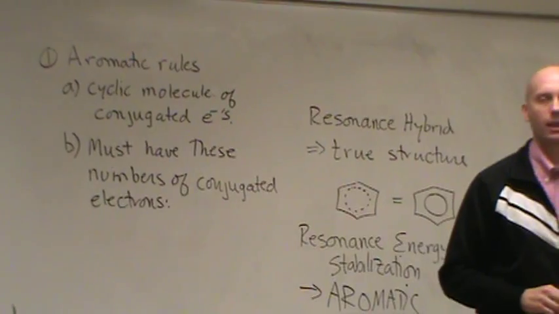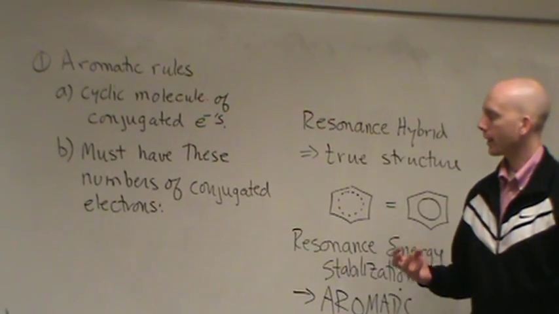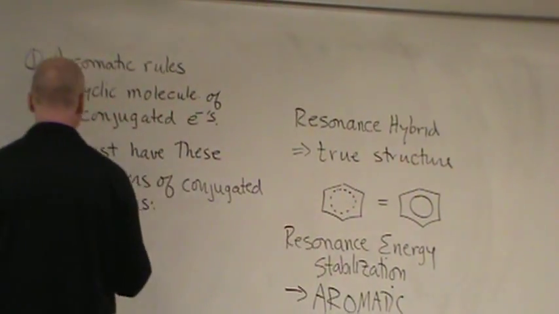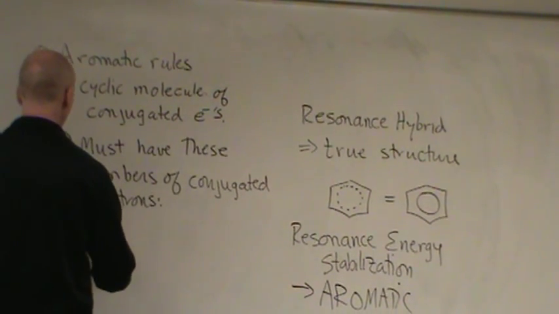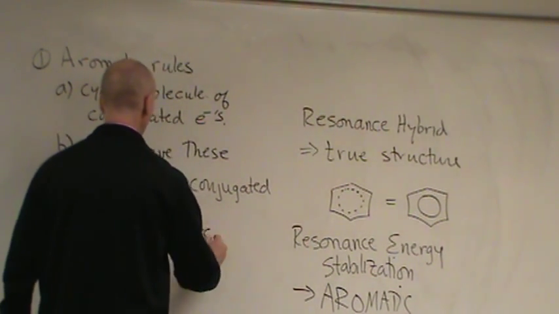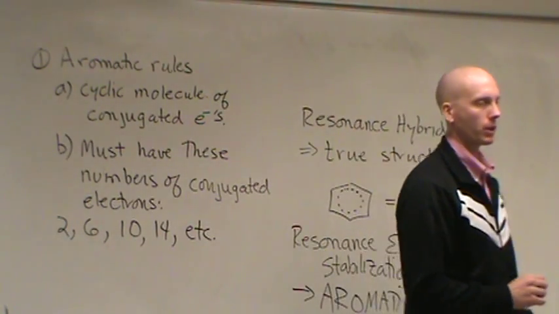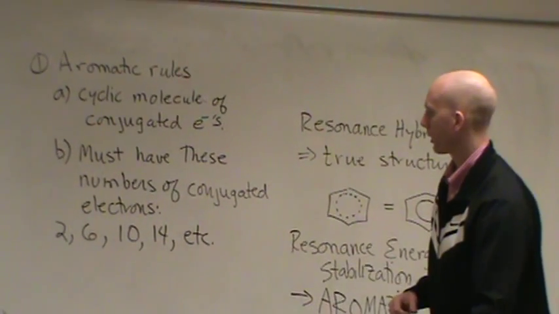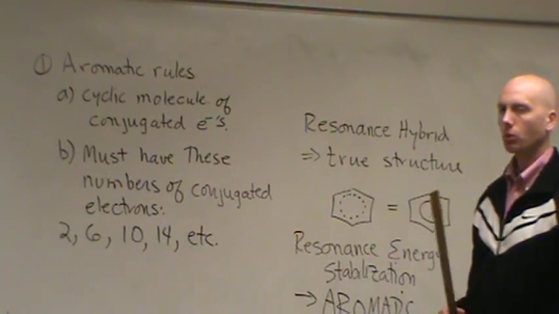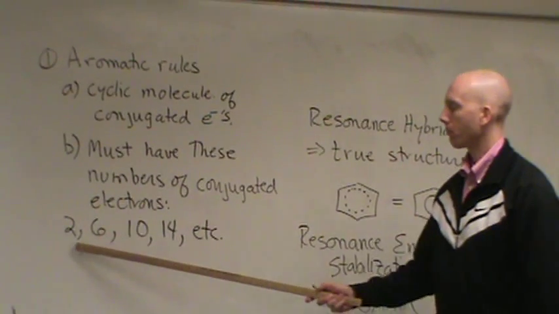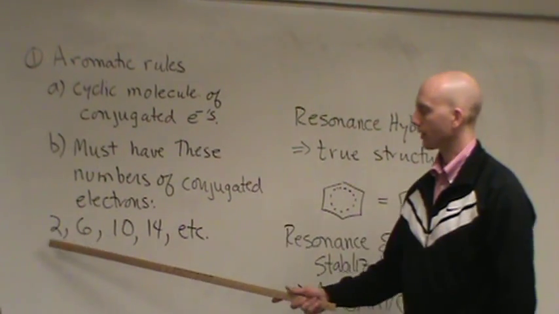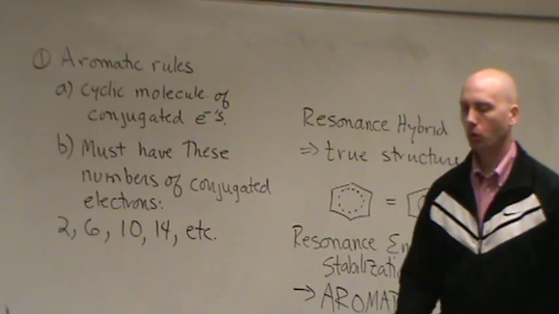Is that this cyclic ring must have one of these numbers of conjugated electrons. Let me write them down for you. Okay. It's a series of different numbers where we could have anywhere from 2 to 6 or 10 or 14 and so on. Okay? These are what we call the magic numbers for aromaticity. Okay? As you look at these numbers, you might ask which one of these numbers fit for benzene.